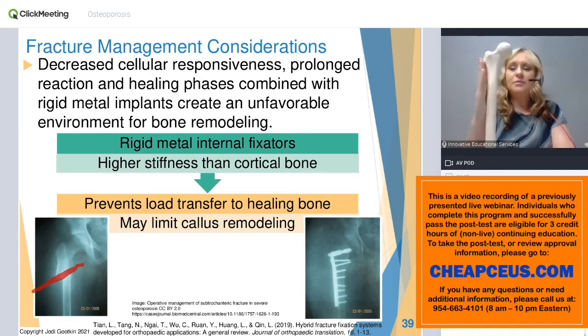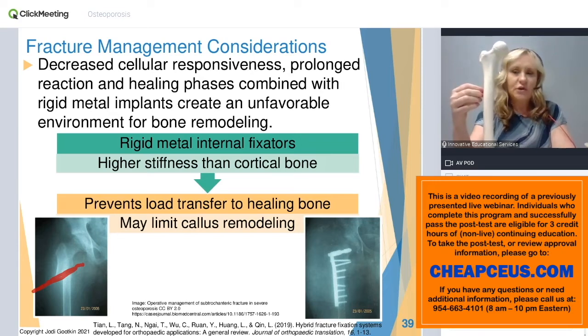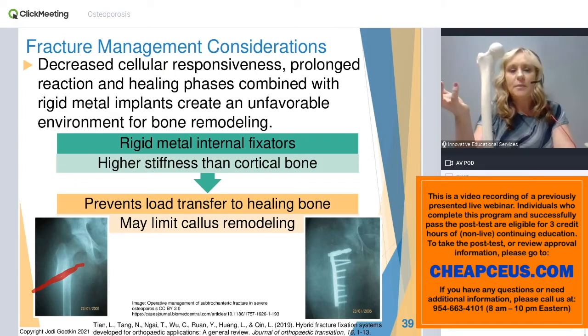When they go in to plate this, if they put an isolated plate in the area that's very rigid, because we said that cortical bone has already thinned, if the plate has greater rigidity than the bone, that's where the force is going to go. So the bone doesn't get that natural weight-bearing stimulus to heal, and we know it's already compromised.